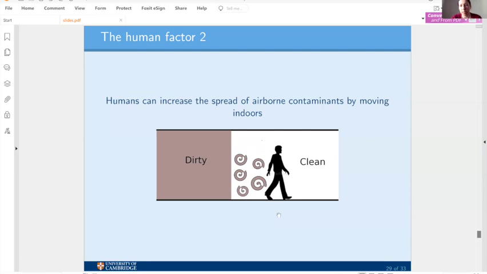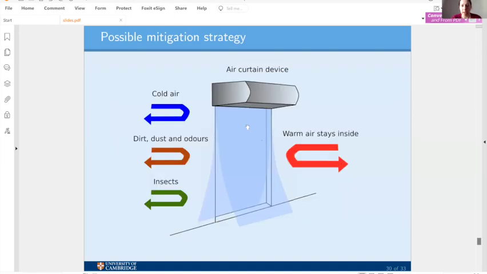And so the question is, is there anything that can be done to at least mitigate this transport of contaminants from the dirty air into the clean air? One mitigation strategy that we can think about is to use the so-called air curtain. Air curtains are devices that have been used for a very long time inside the doors of buildings in order to create virtual barriers and to separate the warm indoor environment from the cold outdoor environment.